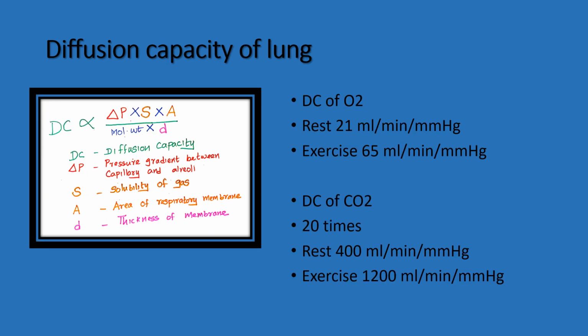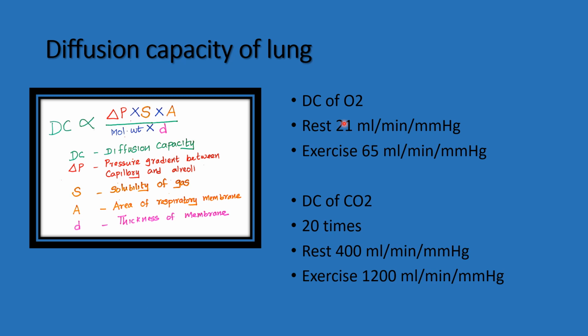The diffusion capacity of the lung is the volume of gas that diffuses through the respiratory membrane each minute when the pressure gradient is 1 mm mercury. It is calculated by this formula: the pressure gradient multiplied by the solubility of the gas and the area of the respiratory membrane, divided by the molecular weight and thickness of the respiratory membrane.